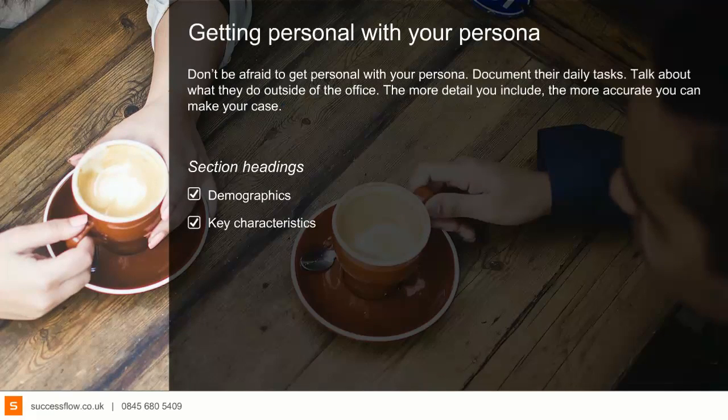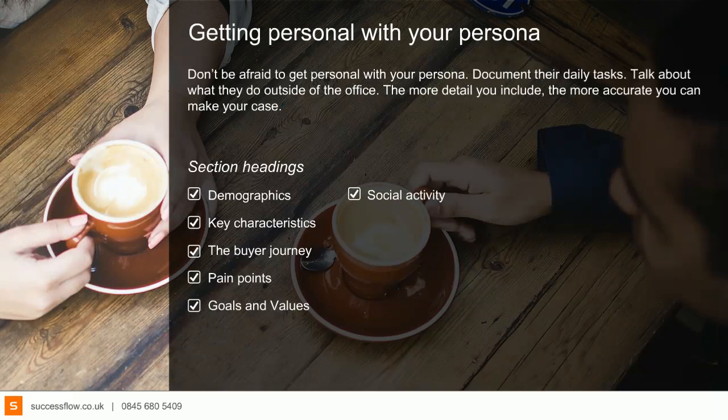Key characteristics, so highlighting bits about their personality, who you should speak to. The buyer journey, which I said earlier we're going to come on to, which is often left out, and I find the most valuable part of a persona. What are their pain points? Their goals and values are always good to know. What's driving them from a business decision?